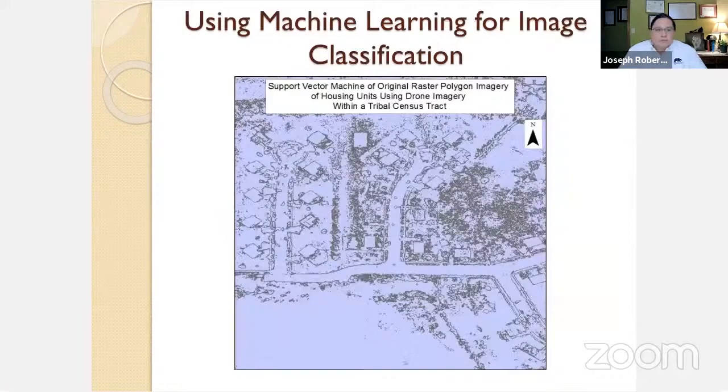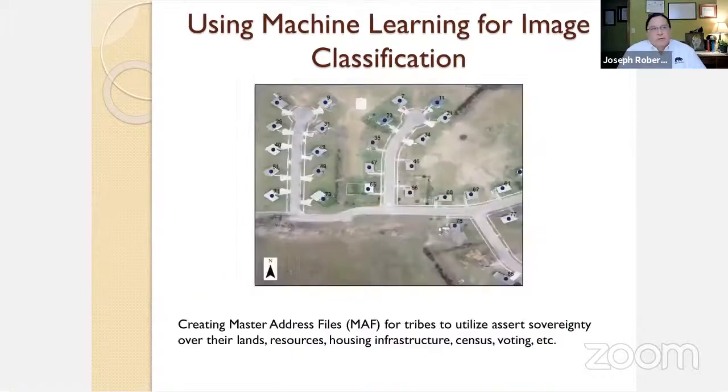The last couple of things I want to do is look at some of the work I've been doing in machine learning. Here's just one of the images I have from using a support vector machine on drone imagery for image classification. Essentially, I've designed these ideas to create master address files for tribes to utilize and assert sovereignty over their lands, resources, housing, infrastructure, census, voting, etc.